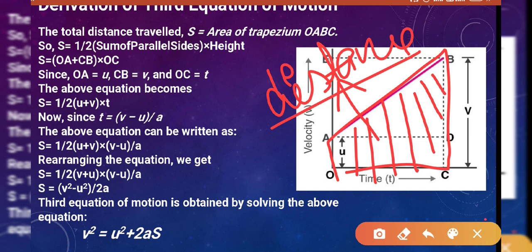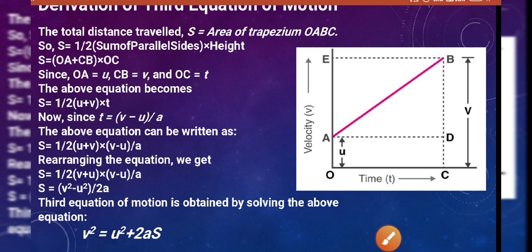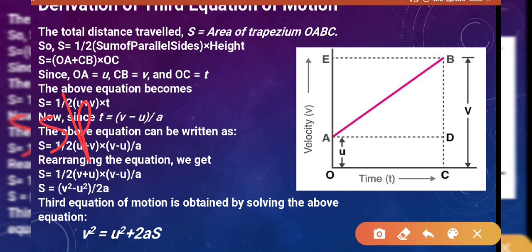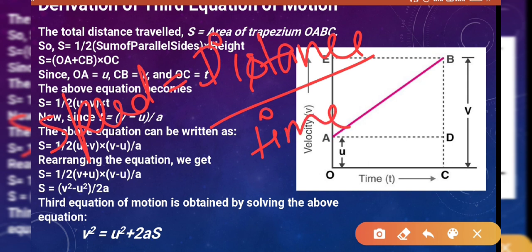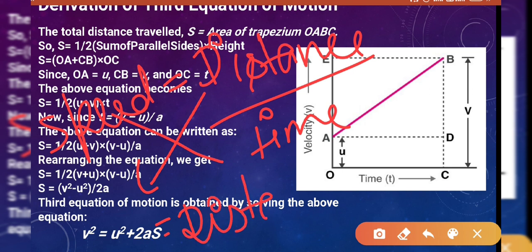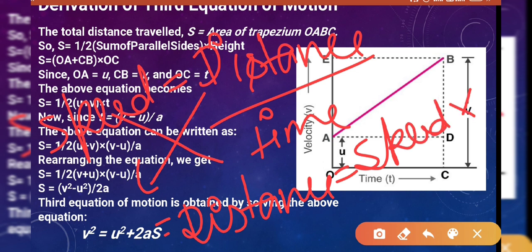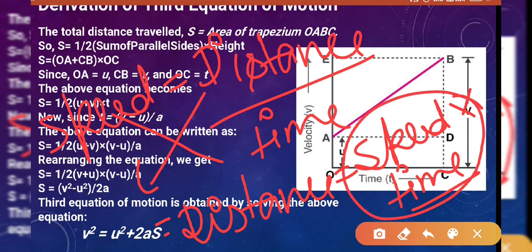How will it give this distance? Students, we know that speed is equal to distance upon time. It means distance will come out speed into time. So if we multiply speed and time, then we will get distance.